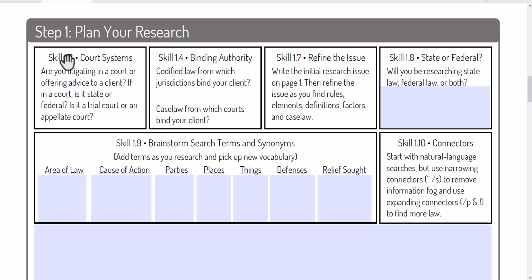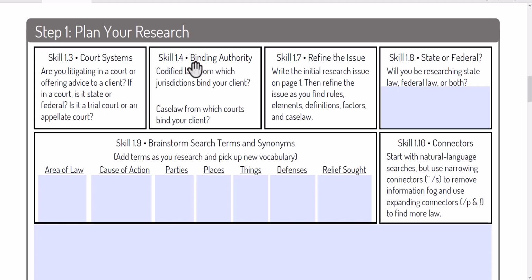So first of all, in skill 1.3, we need to think about the court systems. And we're not actually litigating yet, but we might be sued. So our boss is trying to determine the strength of the case against us. So we need to do an objective analysis of this defense, this fair use defense, which we don't know anything about right now. So if we did get sued, it would be in a federal trial court, and the facts tell us that's the Eastern District of Michigan.